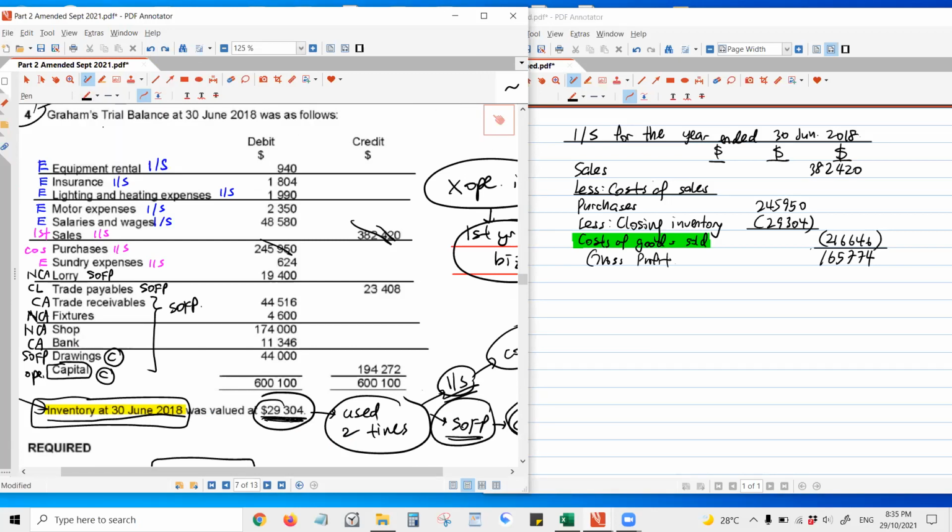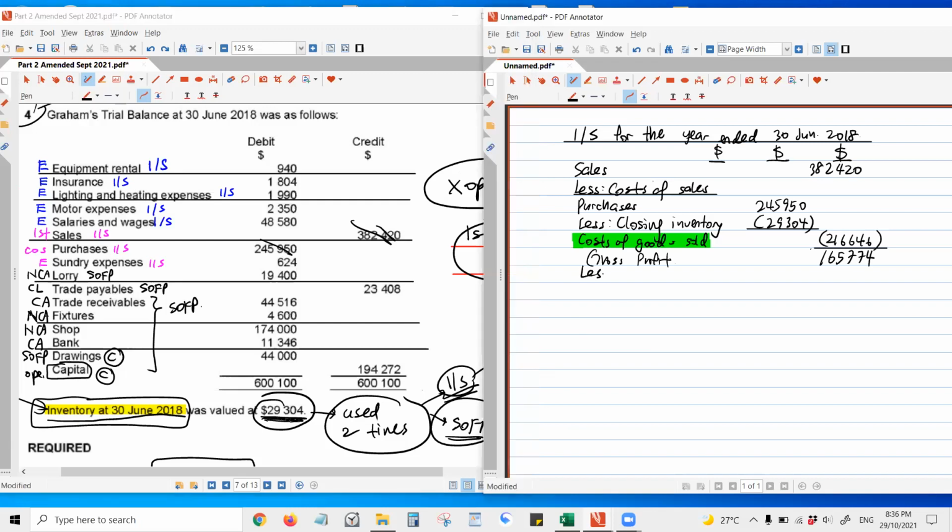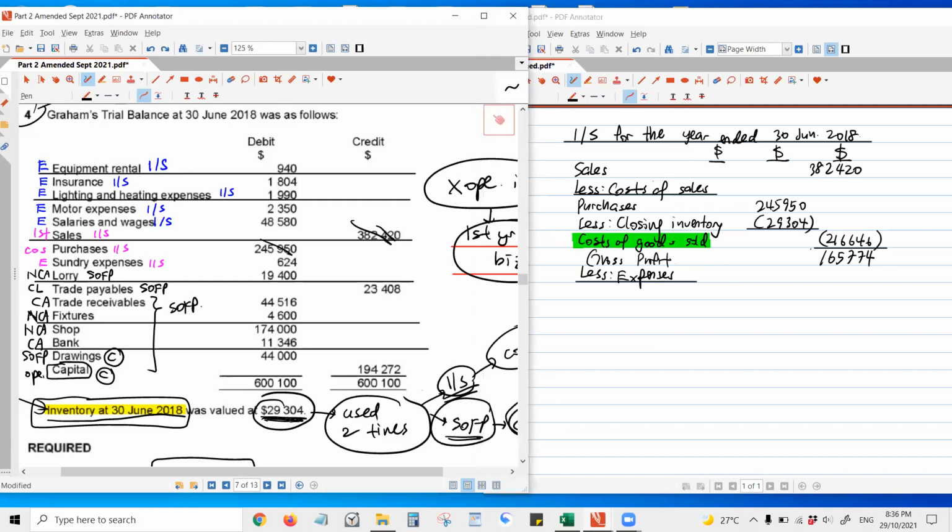Okay, now look for other income. Do you have other income in this question? I don't see any. So you can skip the entire other income section. Next will be the expenses section. So write less expenses. Okay, how many expenses are there? 1, 2, 3, 4, 5, 6. Sorry, 6 expenses.